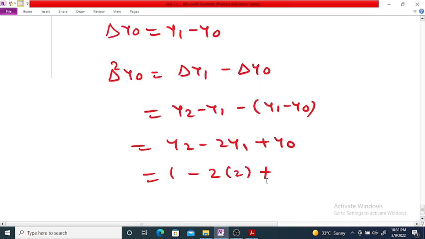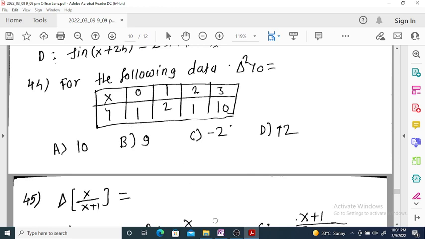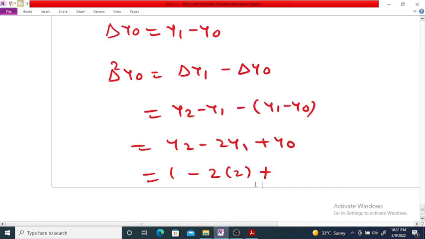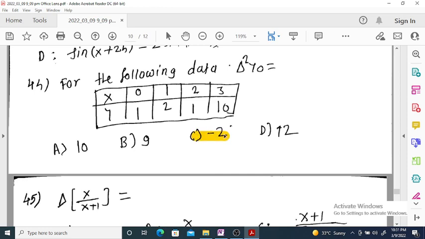And what is y0? Y0 is equal to 1. So here 1 plus 1 is 2 minus 4. So the answer is what? Minus 2.